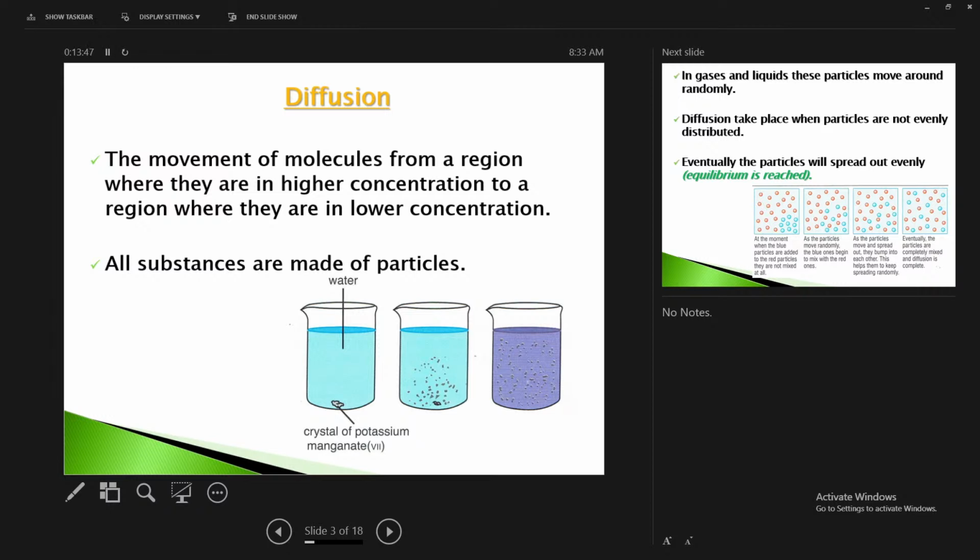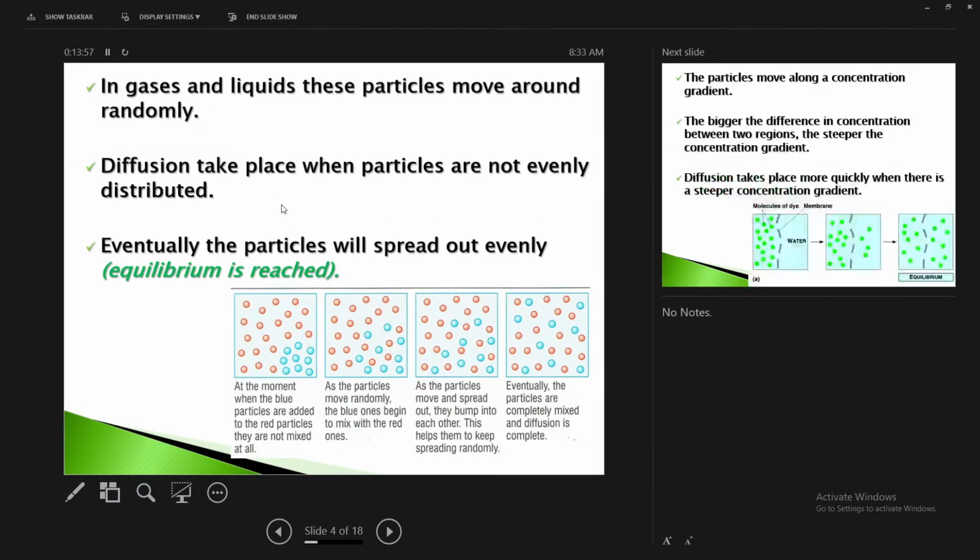So the second point is saying all substances are made of particles. It is these small particles that normally collide with each other. That means they bounce against each other randomly, and that is how they will now evenly spread out within that particular container.